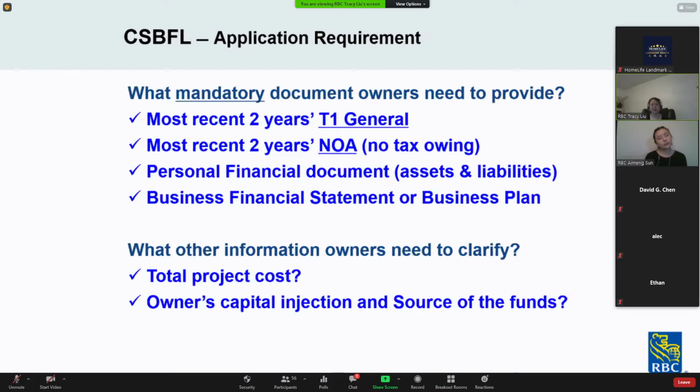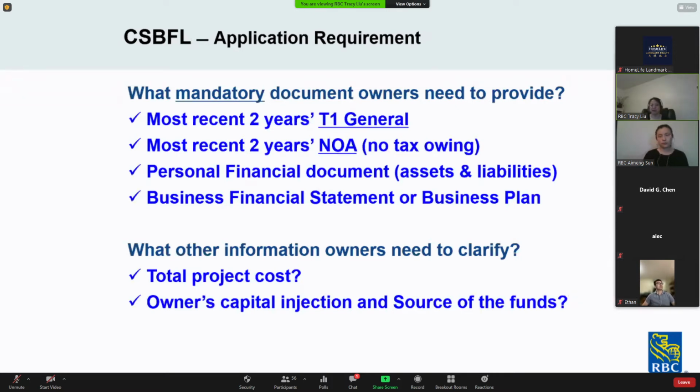Another thing the owner needs to clarify and prepare ahead of time is the total project cost. We discussed the down payment and the loan amount, but we want the client to think about how much exactly they want to inject into this new business, not only the down payment, but also the fallback, working capital, and some personal savings that can also be taken into consideration as a fallback.